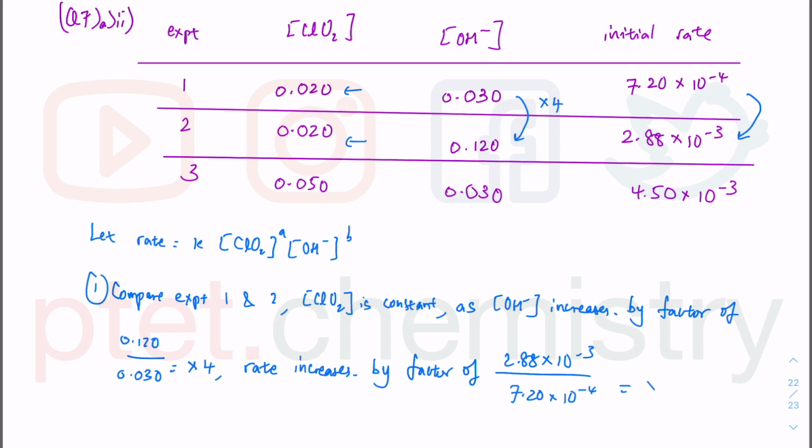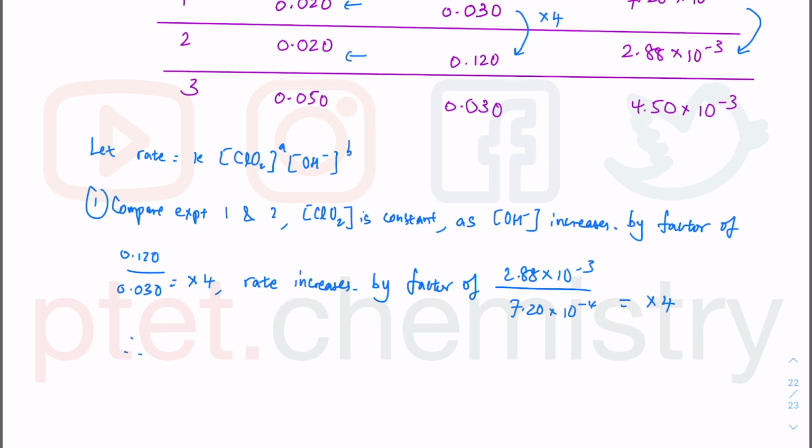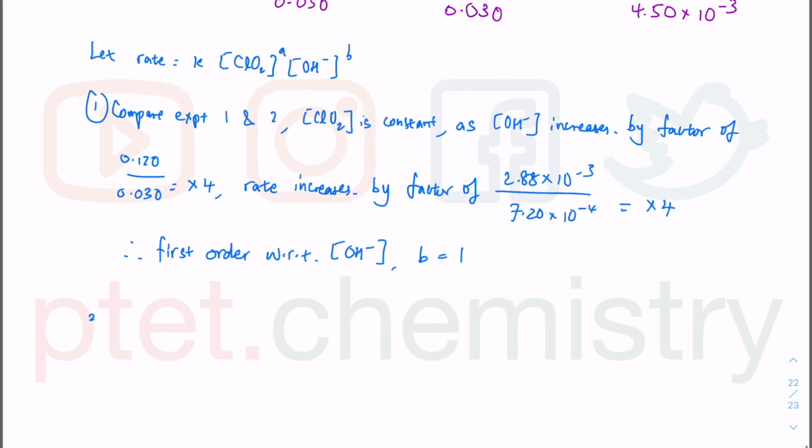I get exactly 4 as well. So when I increase concentration by 4, I get the rate increasing by 4. So therefore, first order with respect to whatever is changing, and that is OH minus. So meaning to say B is equal to 1, because B is the order with respect to OH minus. Now compare the other ones.